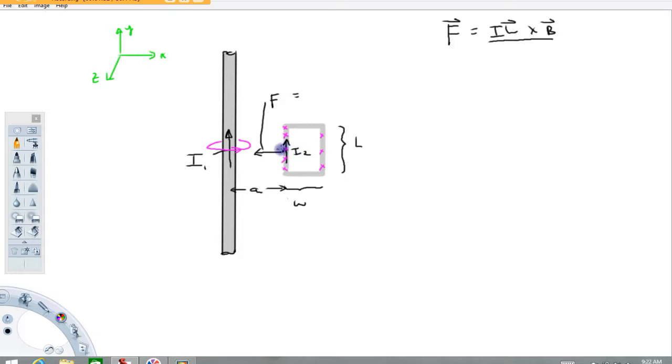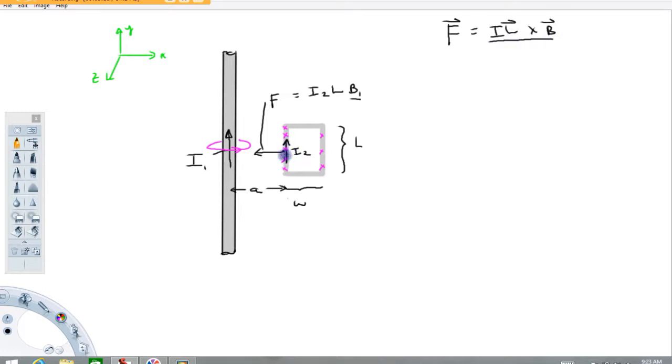This I is going to be I2. The L is going to be the length of this wire. The B is going to be the magnetic field along here. Now I'm going to put a 1 on this because this magnetic field is coming from current 1. Right? Then times the sine of the angle between the IL and the magnetic field.